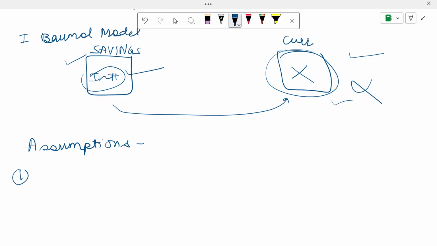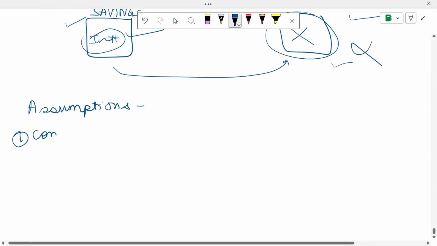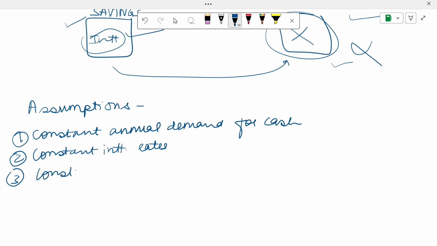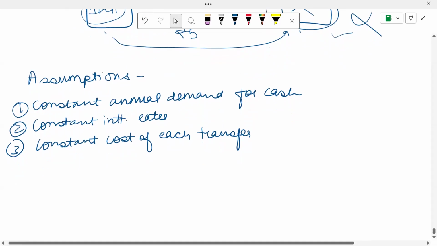Every model which we have studied comes with its assumptions. Number one assumption is that there's a constant annual demand for cash. Now this model is very similar to your EOQ model which we learned for inventory. Second thing is that there are constant interest rates. Third thing is that there is a constant cost of each transfer. Basically meaning, if I transfer the money from savings to current account, what is the cost? And that cost remains constant. Let's suppose the bank levies 5 rupees as transaction charge. So this cost is remaining constant.